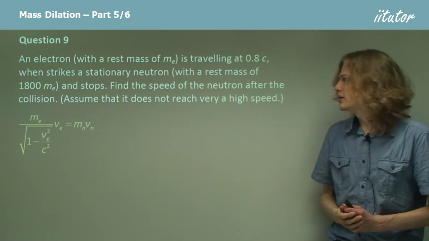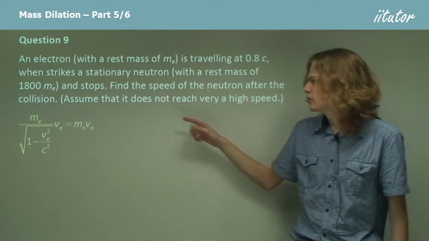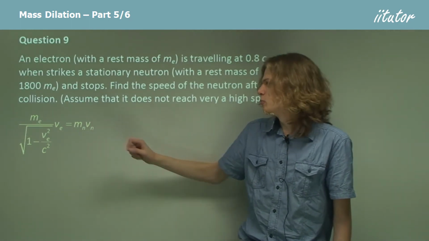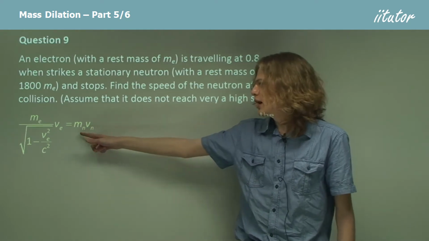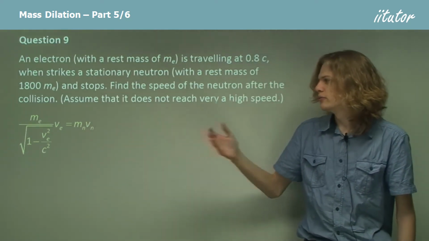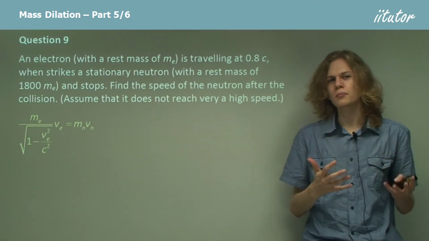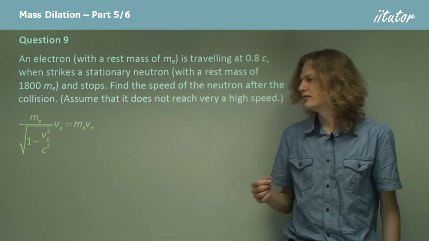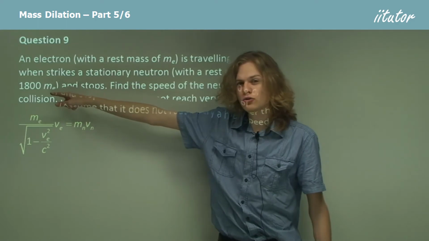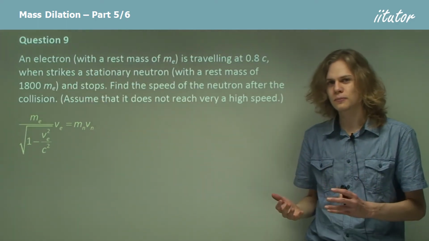So what we're trying to find here is Vn, right? So we want to make this the subject of the equation. We have another problem though. We don't know how to relate Mn to Me, because obviously we want an answer that's a solid number and not dependent on whatever these masses are. Luckily the question gives us the mass of a neutron, 1,800 times the mass of an electron.